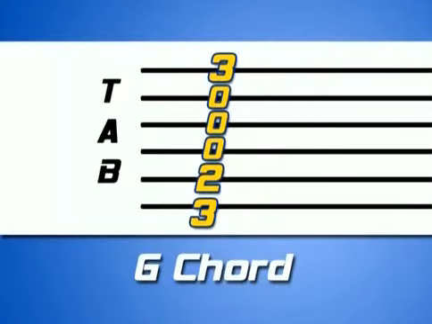Now you can see in this example that we've illustrated how the G chord would appear in tablature, and that there's a 3 on the 6th string, a 2 on the 5th string, and a 3 on the 1st string. Now let's look at the C chord.